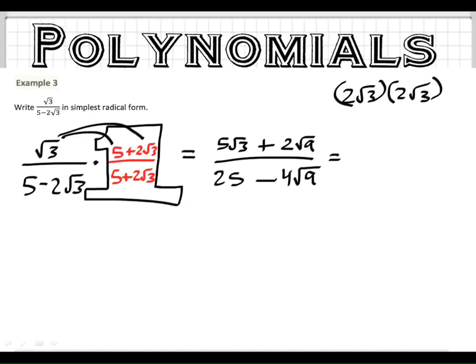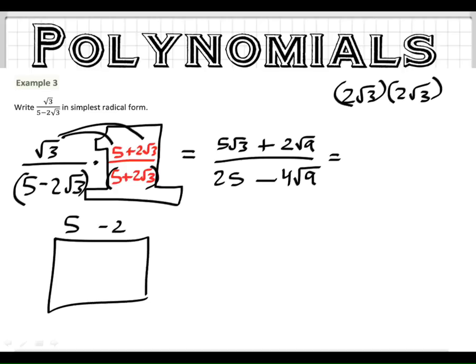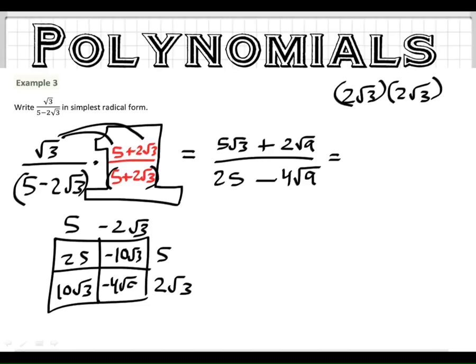If you're not noticing patterns, you're going to have to do the box with these. Okay, so you write your box out like this. We have 5, negative 2 rad 3, and then we have 5, positive 2 rad 3. Okay, so when we multiply this out, we're going to get 25 here. We're going to get 10 rad 3 right there. Here we're going to get negative 10 rad 3, and then we're going to get, what is it, negative 4 rad 9. And then we have some simplifying happening. These guys, when I add them together, they're opposites, so we're going to get 0.